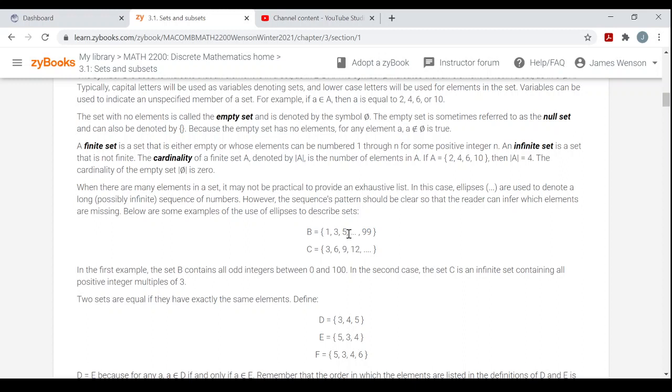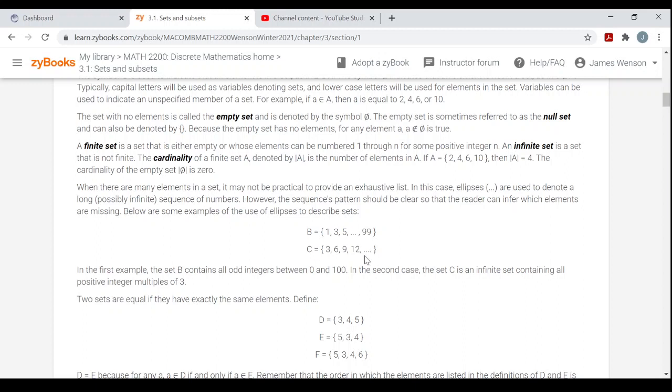And this is something I wouldn't want to write all of them out. I don't want to write 1, 3, 5, 7, 9, 11, 13, 15, 17, 19, 21, all the way up to 99. I don't want to write all that. So that's why the ellipses are used. Here's another one. Now this one's infinite.